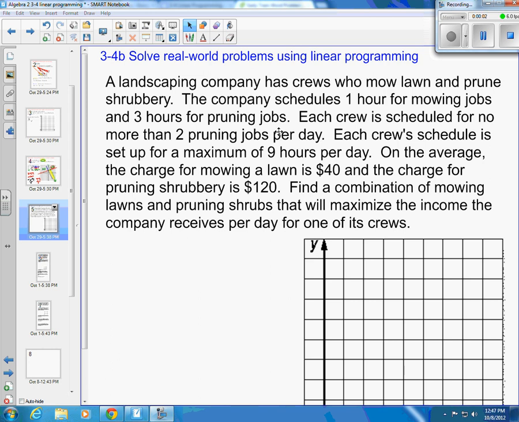Okay, Algebra 2, Chapter 3, Section 4. Here is a real-life problem now that would be using linear programming. So this will help make this make a lot more sense.